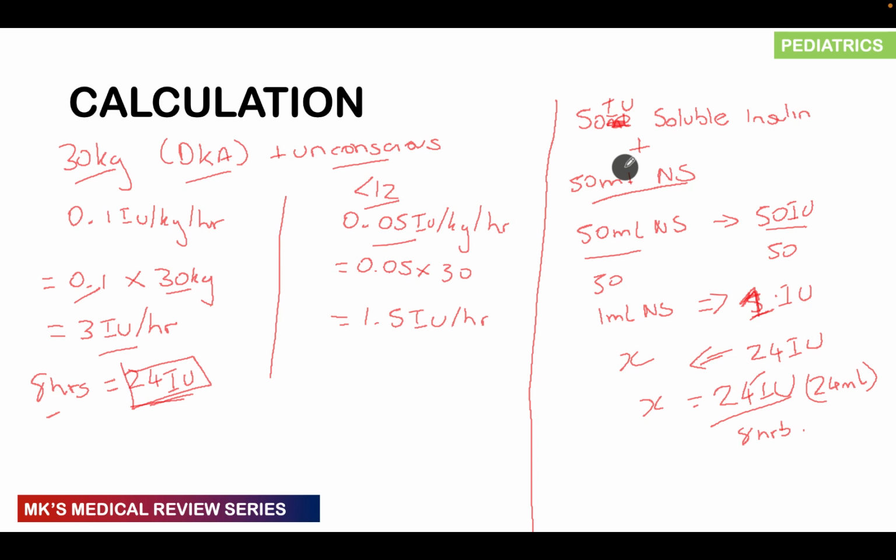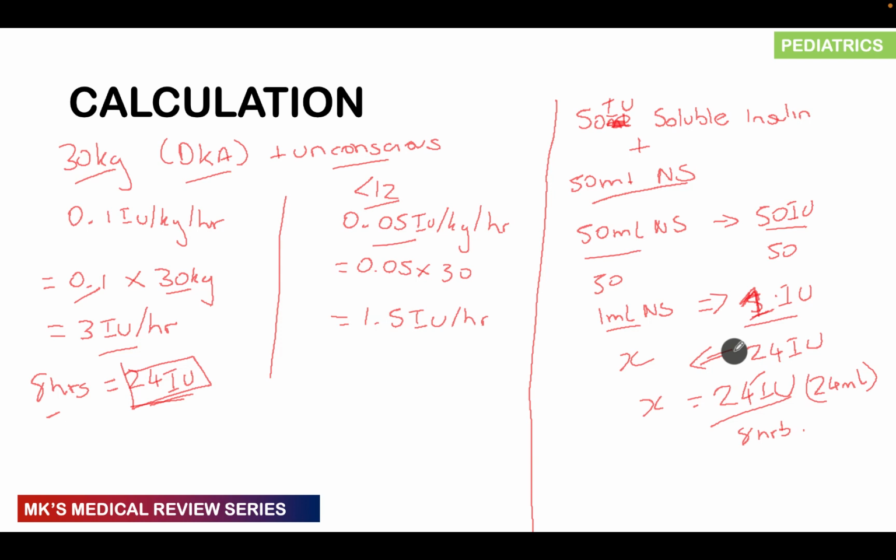But whatever concentration you make, you should aim for a concentration where 1 mil is equal to 1 international unit. So if we add 50 international units to 50 mils of normal saline, it means 1 mil of normal saline is going to be equal to 1 international unit of insulin. But we need 24 international units over 8 hours. So it means we need 24 mils. So in 8 hours, this child must receive 24 mils. So the order that you give is 24 mils over 8 hours.